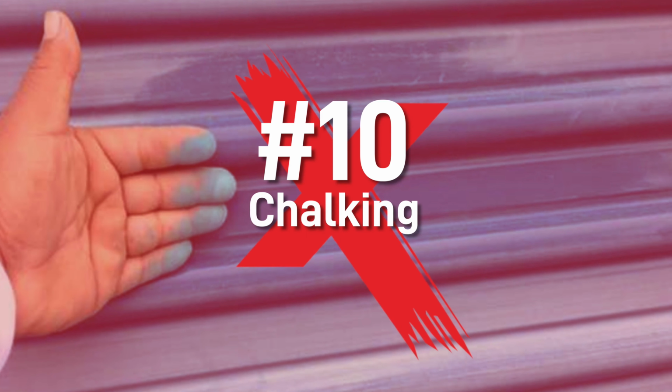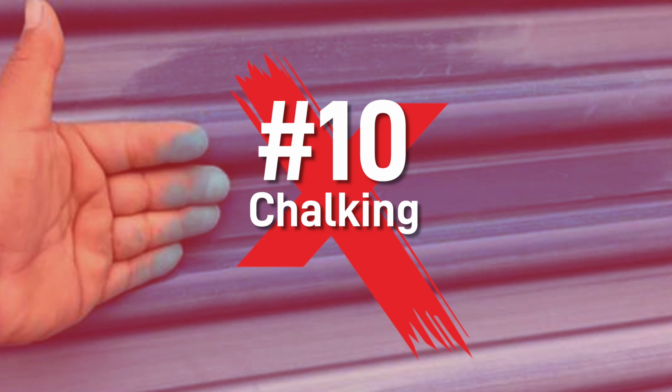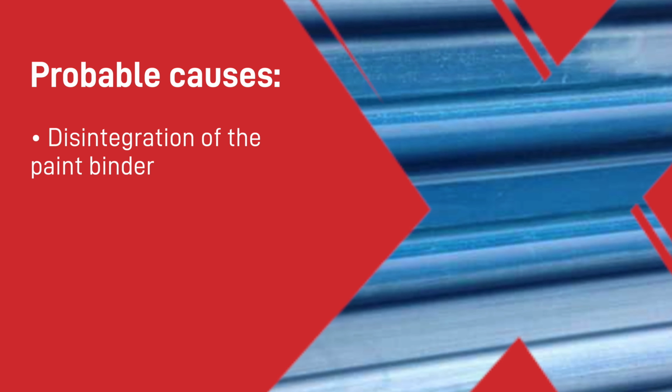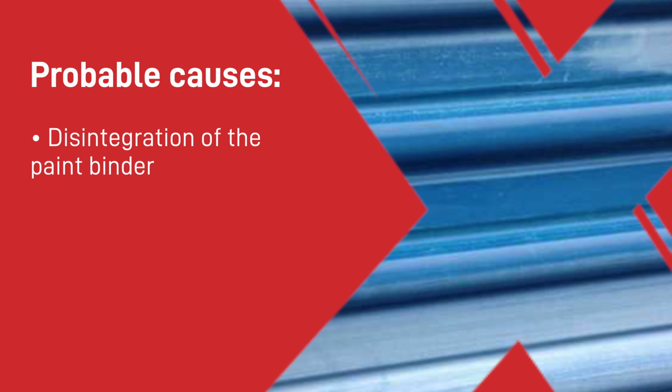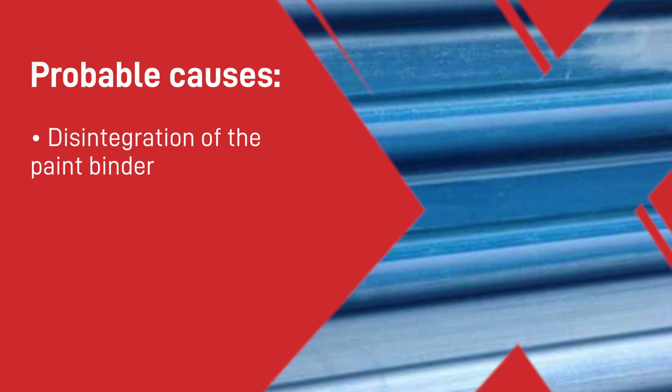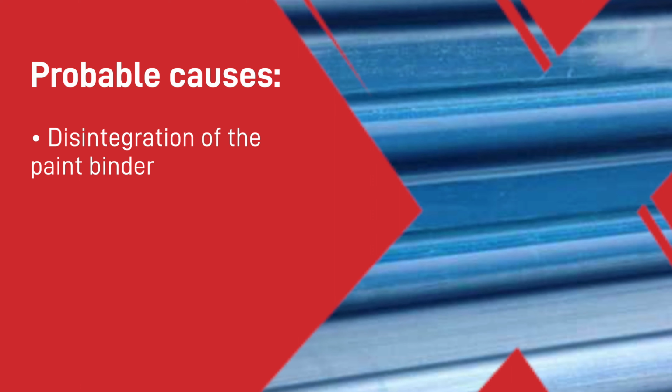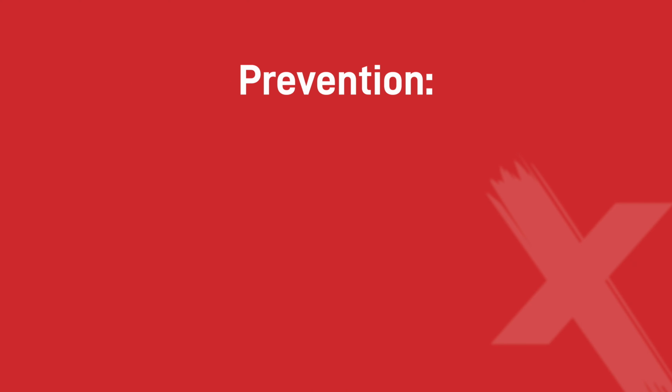At number 10 we have chalking, which is another common failure occurrence. A probable cause of this is disintegration of the paint binder on exposure to weathering or ultraviolet light, which causes a powdery, chalk-like substance to appear on the surface. To prevent chalking, apply a suitable top coat with high resistance to chalking and with ultraviolet resistance.